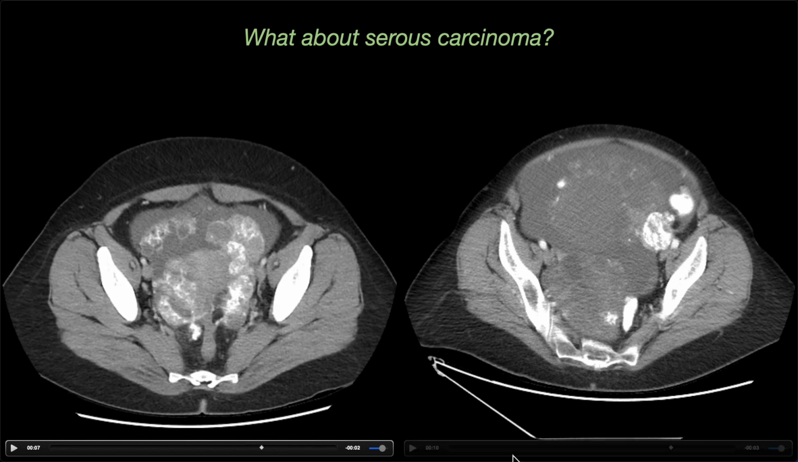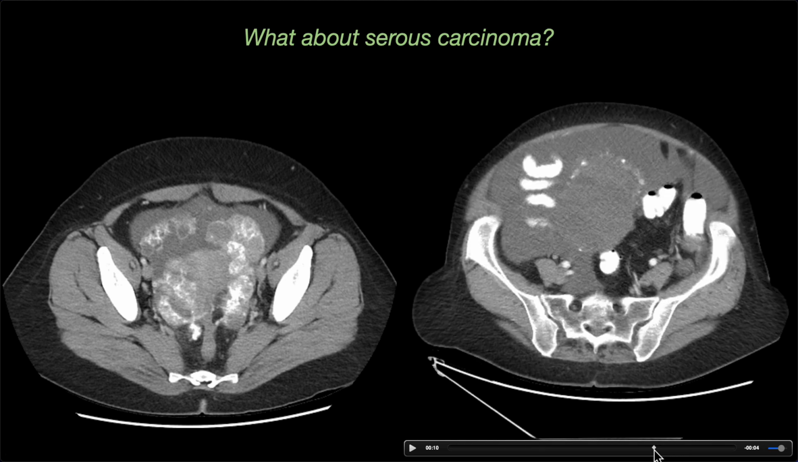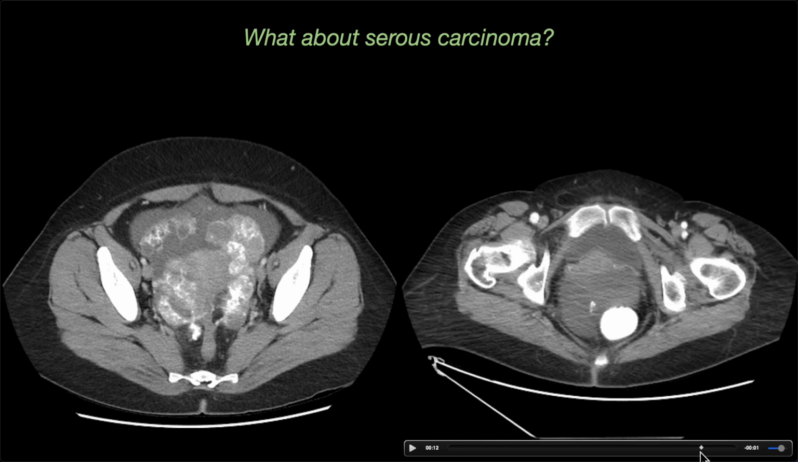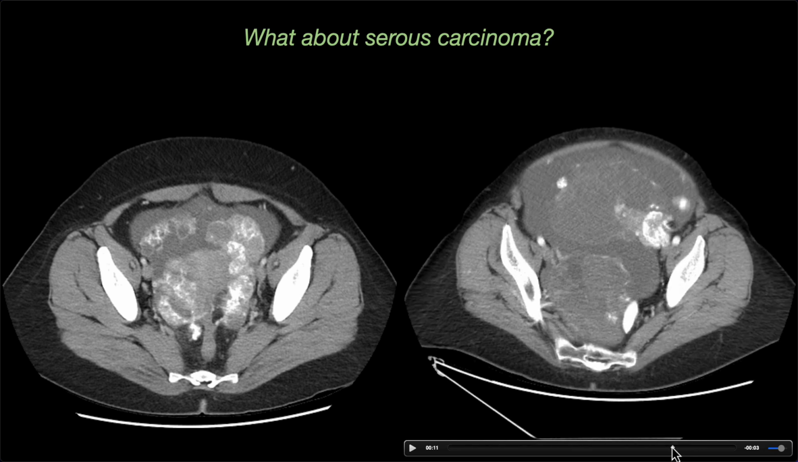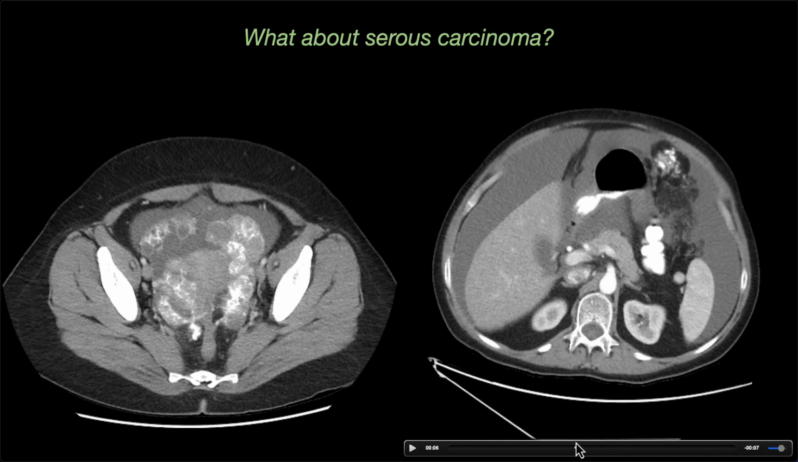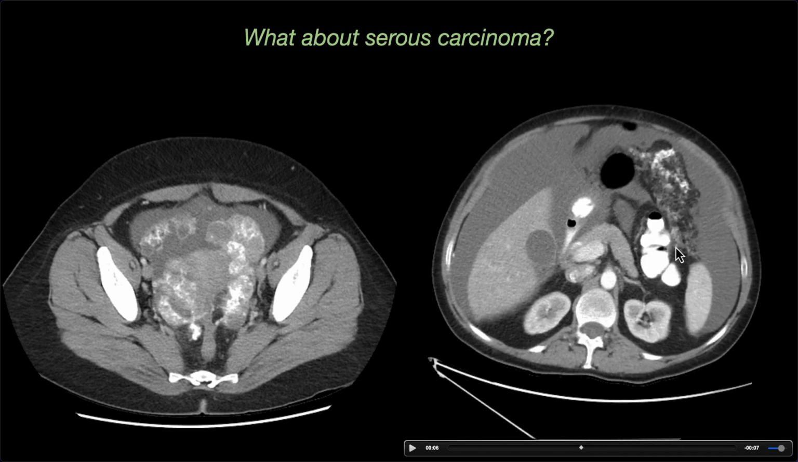And here I have two examples of peritoneal disease related to serous ovarian carcinoma. And in both cases, hopefully you can appreciate that the calcifications are much bulkier and mass-like, and also some of the findings of omental infiltration, which are partially calcified, that are not a feature of hydatid disease.